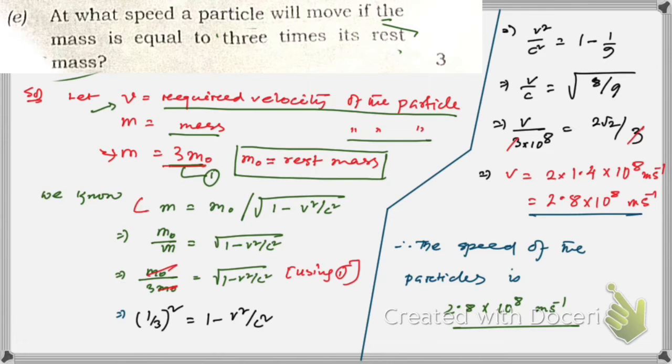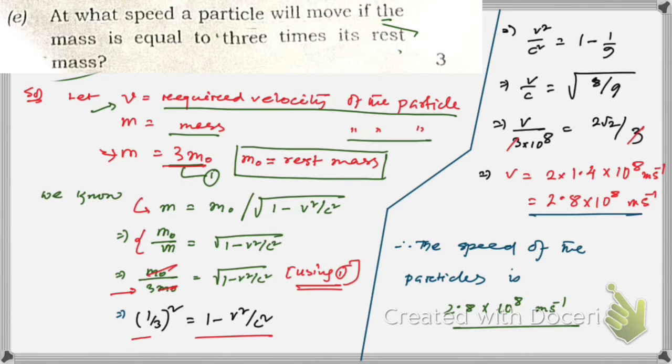So you have already got this relation, m is equal to m naught divided by root over 1 minus v square by c square. If you simplify this, you will get m naught by m is equal to root over 1 minus v square by c square. We know m is nothing but 3 times m naught, so we have used that relation, equation number 1, in this equation. Then m naught cancels, so we have got 1 by 3 is equal to this. Squaring both sides, the square root is removed.